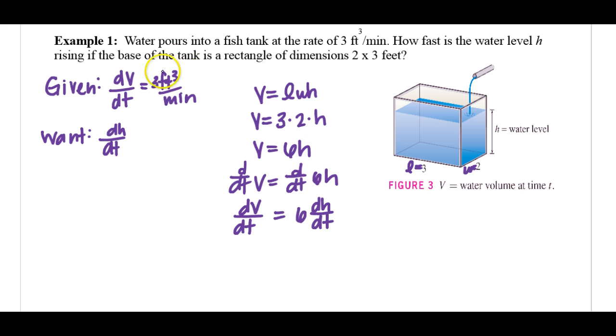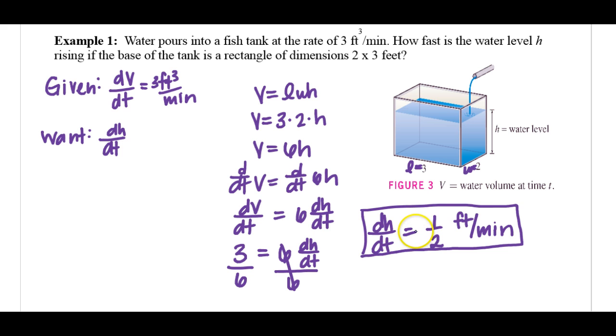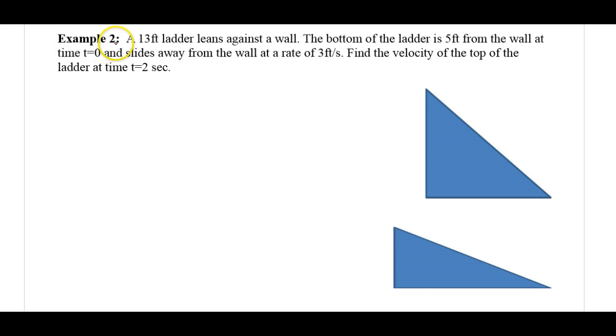And I was given that the rate of change of the volume is 3 feet cubed per minute. So 3 can be input in for dV/dt. And that has to equal 6 dH/dt. So now if I want to solve for dH/dt, I divide both sides by 6. So the 6's will cancel. This reduces to 1 over 2. So dH/dt is 1 over 2. And my units, this is just one part of my three-dimensional volume, so my units have to be in feet per minute. So dH/dt is 1/2 feet per minute.